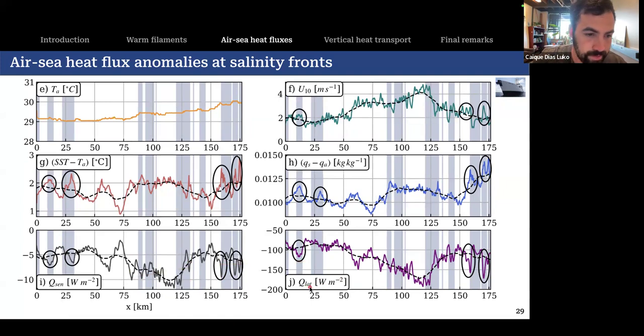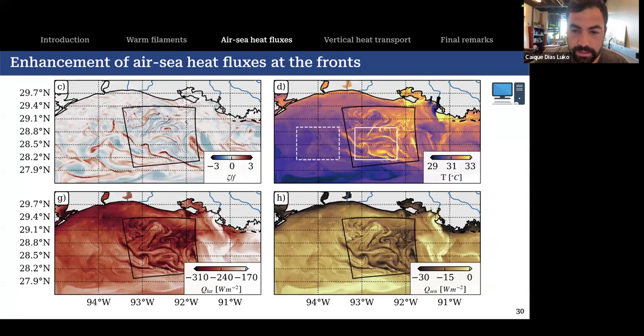Here, our convention is that negative air-sea heat fluxes means that it's out of the ocean. So we have these negative submesoscale anomalies of sensible heat fluxes. They can be of 5 watts per meter squared, and the latent heat fluxes can be from 20 to 50 watts per meter squared. And again, we're getting anomalies of these air-sea heat fluxes in a place where we wouldn't really expect it, since it's a salinity front.